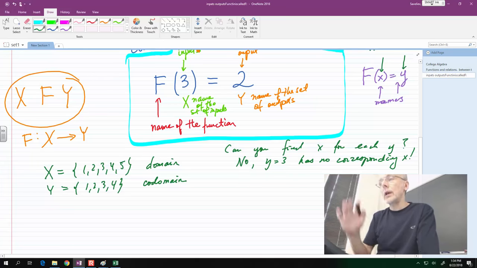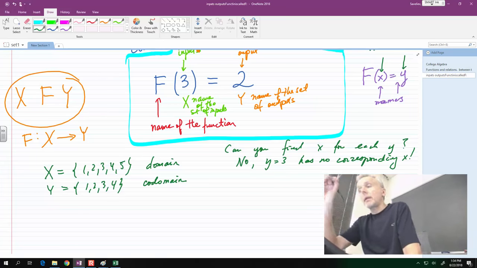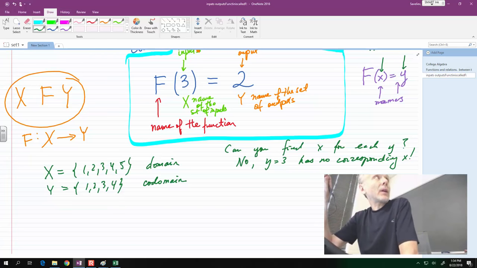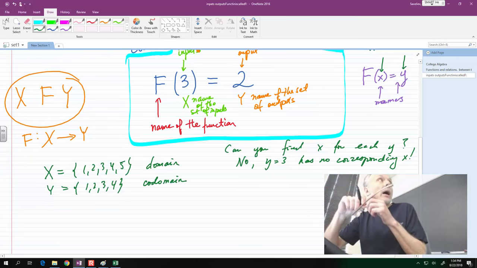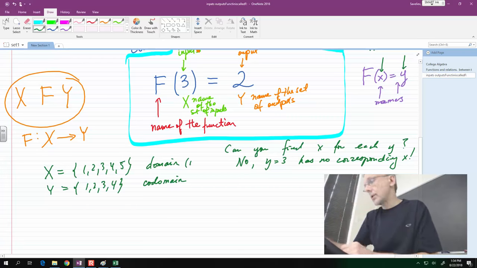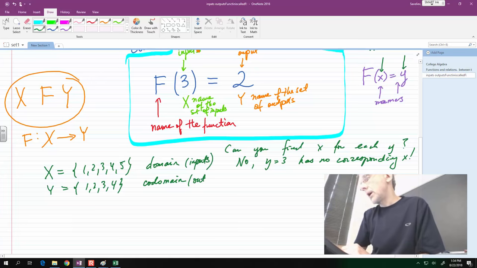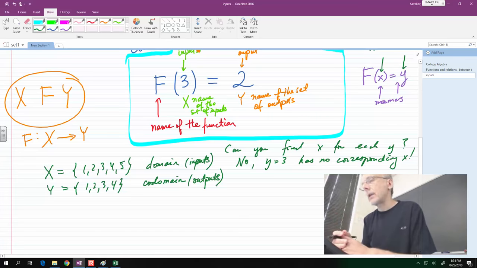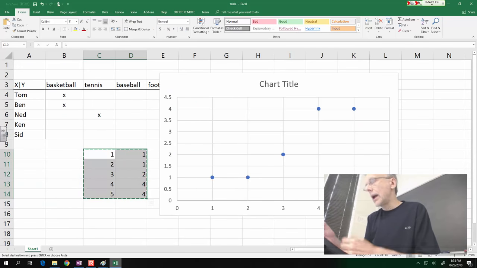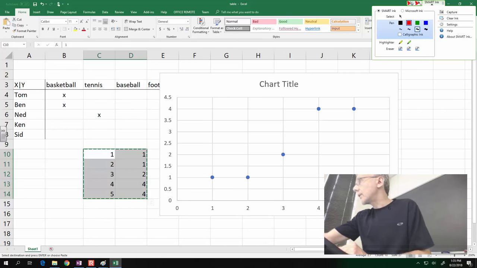The domain is the set of inputs, and the codomain is the set of outputs. Once again, we go from X to Y. The word domain is descriptive in the sense that it is where we are allowed to freely move around. That's where independent variables live. The codomain is just a fancy word for the space of outputs. To see beyond this little toy example, I could make up a function here and have a bigger graph, for example.